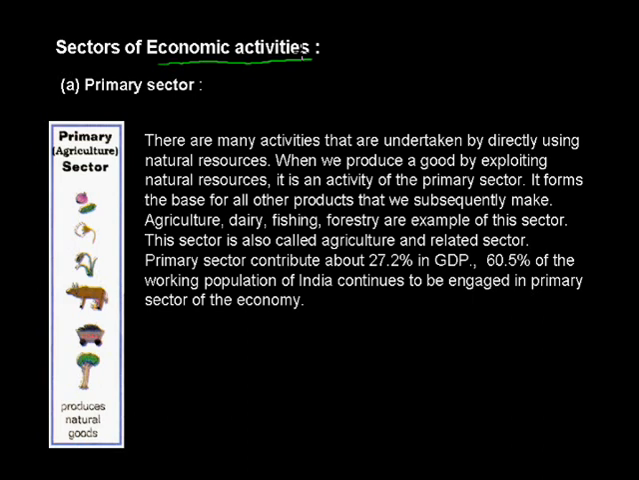The first one is the primary sector. It provides us the primary goods only. The first one is termed as the primary sector. It provides you the primary goods only.